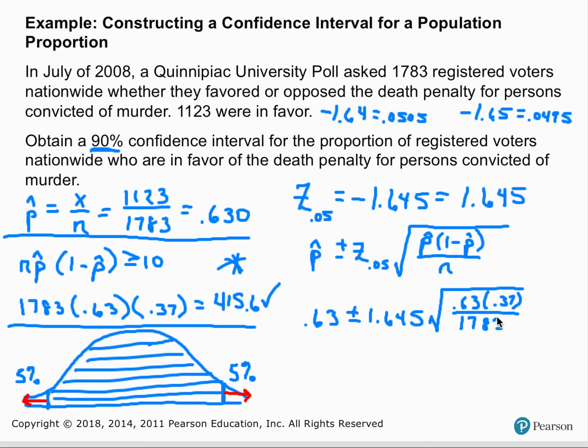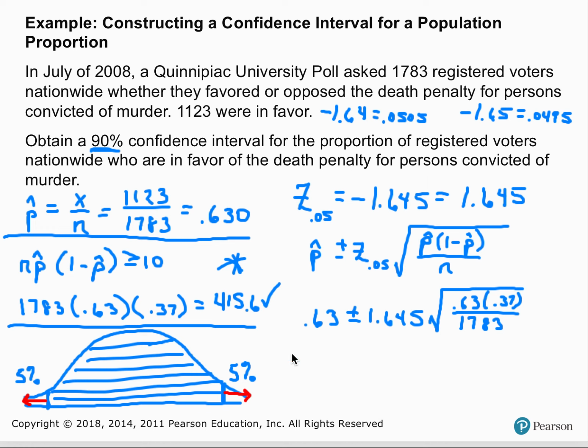And I'm going to put that in a calculator. I'm going to do the minus one first because I want my lower bound first. Okay, so 0.63 minus 1.645 times the square root of 0.63 times 0.37 divided by 1783.